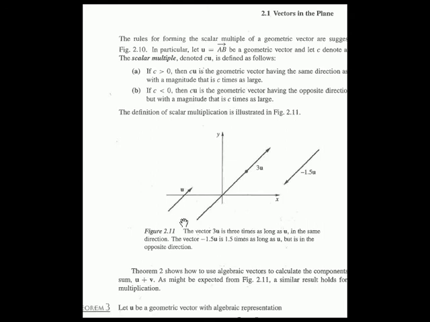If you multiply a vector by a scalar, it's going to have the same direction, or the opposite direction if it's a negative scalar, and it just changes its length. So if this is the vector u, then 3u would be 3 times as long in the same direction from here to here. Minus 1.5u would be in the opposite direction and 1.5 times as long.